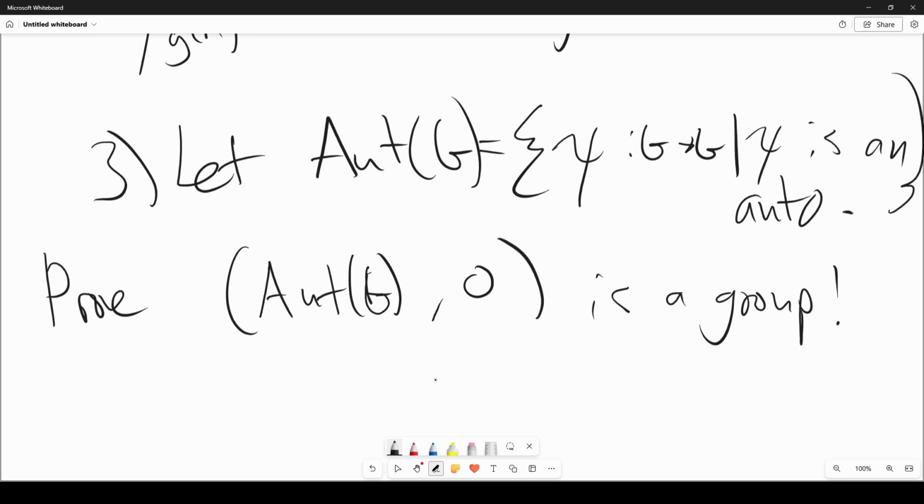Okay, if you can prove all three of these examples, I think you're doing just great in learning abstract algebra so far, especially this third one. So these are not easy at all.